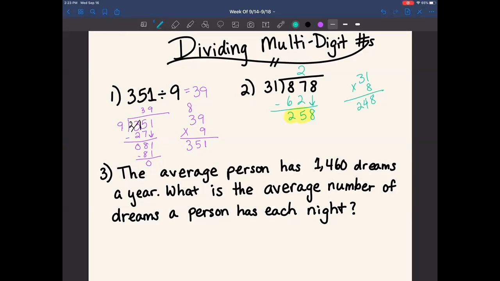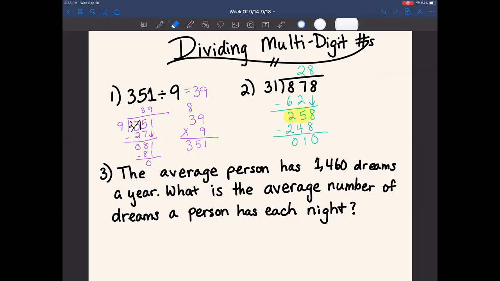Now I know that if I go up one more, I'm going to go over, right? So I'm going to write 8. And I'm going to have 248 right here. I'm going to do my subtraction. 8 minus 8 is 0. 5 minus 4 is 1. And 2 minus 2 is 0. So it's 10. So now I'm done, right?